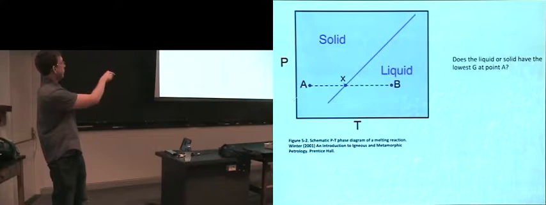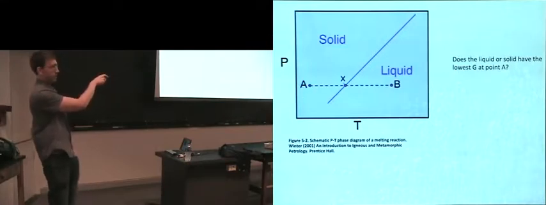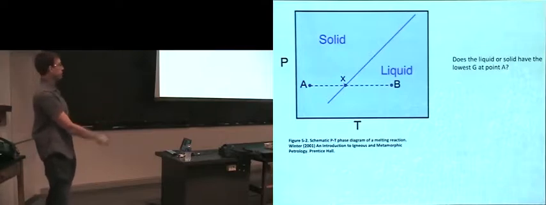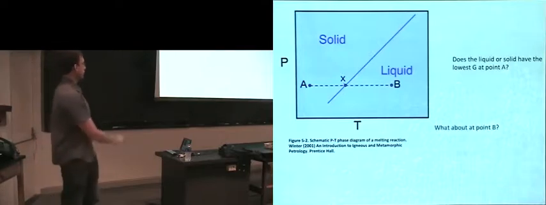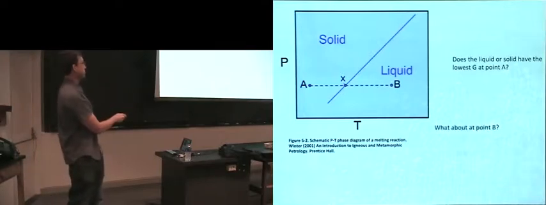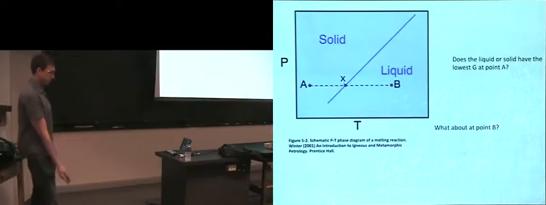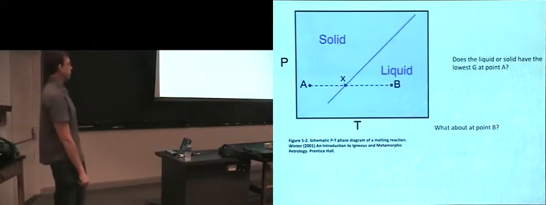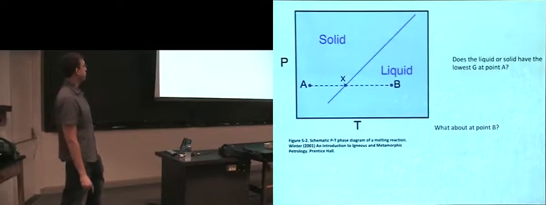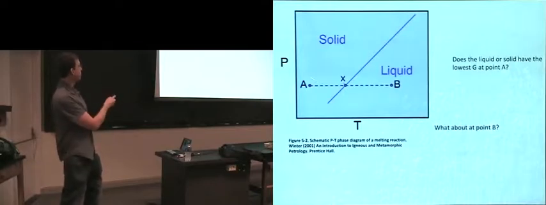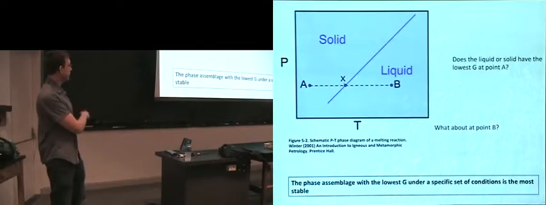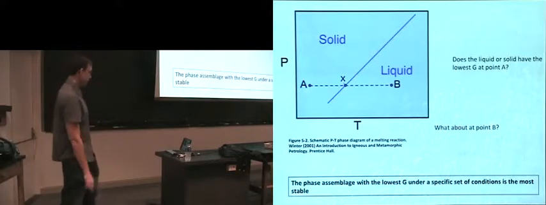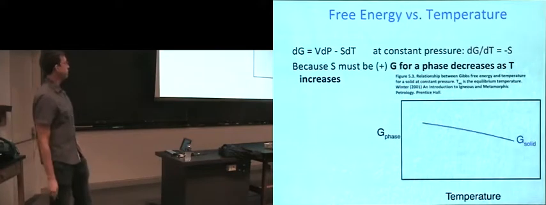So, at point A, what has the lower Gibbs free energy? The solid or the liquid? The solid, right? Because we're in the solid stability field. At point B, the liquid has the lower Gibbs free energy. So we've gone over some sort of a phase transition. We've gone over a crossover between the Gibbs free energy of the solid versus the liquid. So it's always the phase assemblage with the lowest G under any conditions that is the most stable.